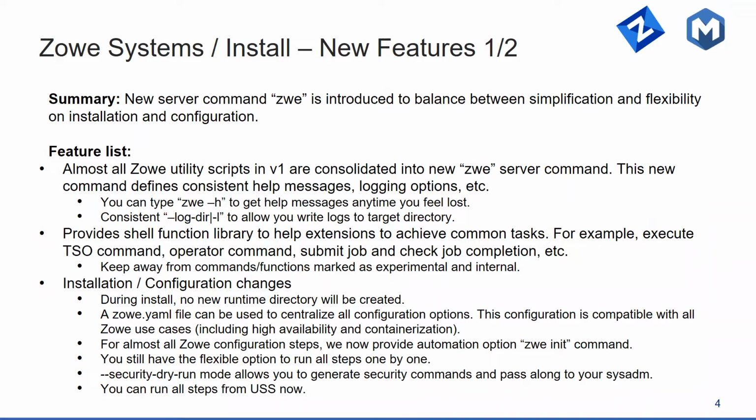In the past, we had several steps. If you go through the version 1 documentation, after zowe-install.sh, you probably need to run Zowe configure instance, and you probably need to install MVS. You probably need to run configure stc, etc. So all the steps. In version 2, we try to consolidate them into a single ZW init command.